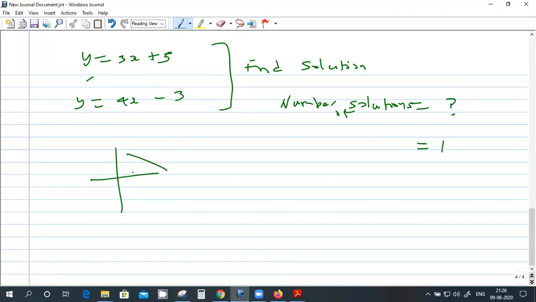There are two different lines, right? Two different lines, they intersect at one point. And this is the solution.